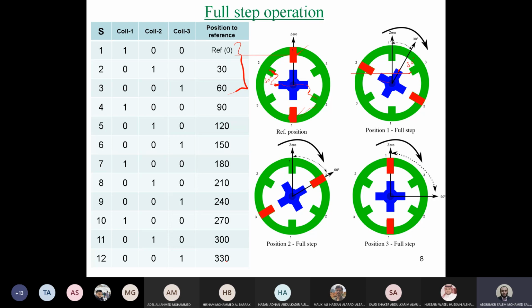At 330 degrees, the position of the rotor will be 30 degrees before this one. So if you apply the step after step 12, 1, 0, 0, we will return to the position in this figure. So it will be one complete revolution. Step number 13 will be the same as step number 1, which is the reference or 0 degree. So this table represents one complete rotation of our motor. Is it clear?